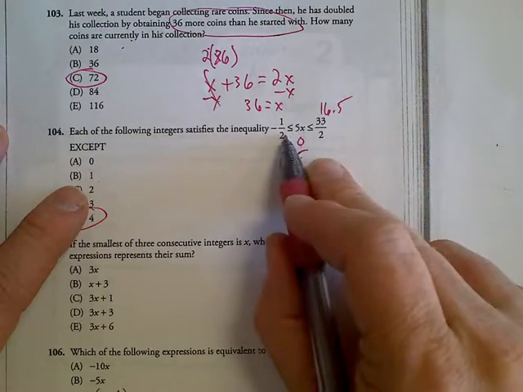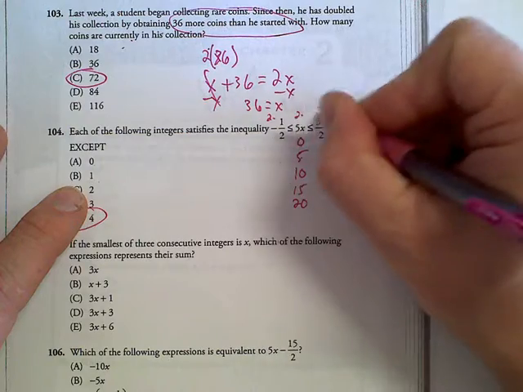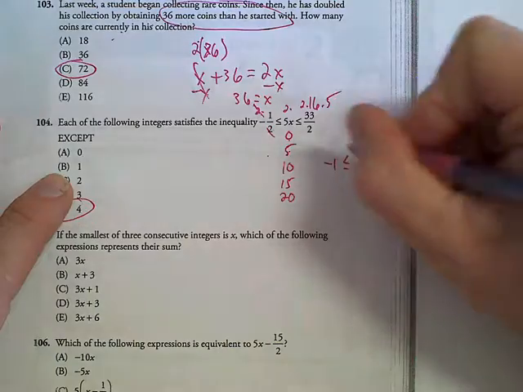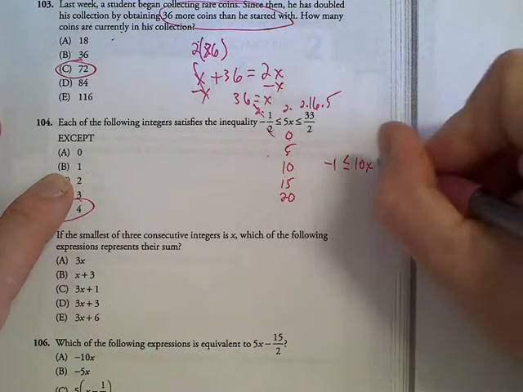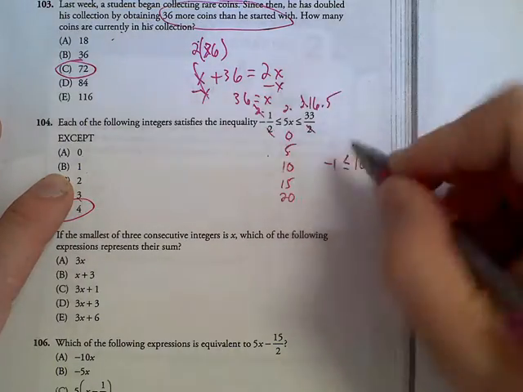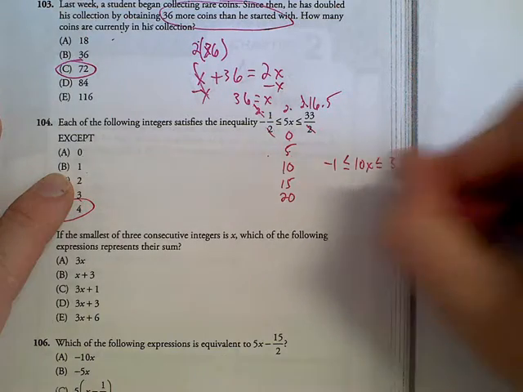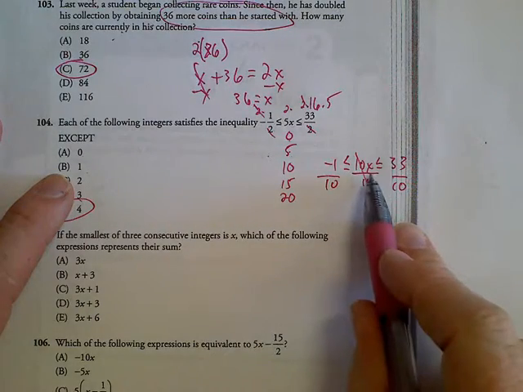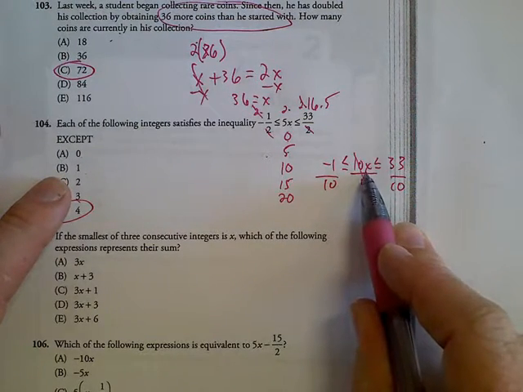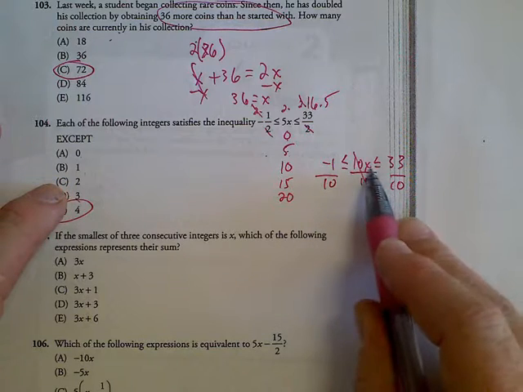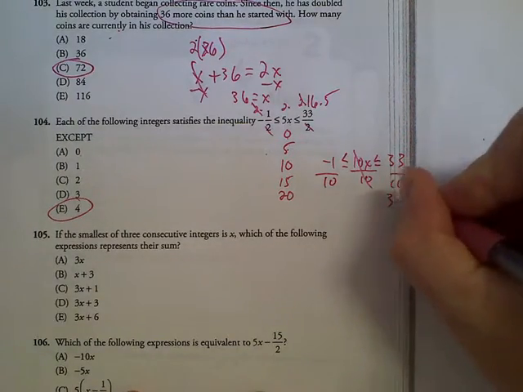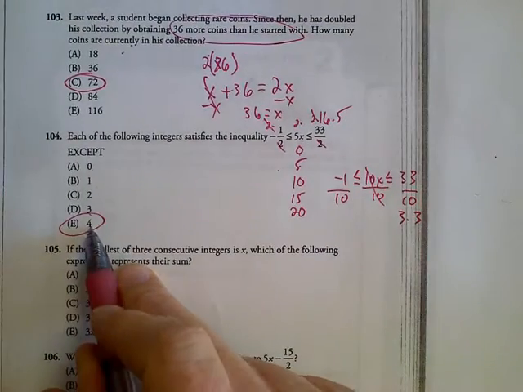Another way in which to solve this is I could, just like I taught you, multiply everything by my denominator. So this would give me negative 1 less than or equal to 10x, less than or equal to 33. Divide by 10, divide by 10, divide by 10, and we're still going to end up with this. x has to be greater than or equal to negative 1/10. x has to be less than 33 over 10. 33 divided by 10 gives me 3.3. So the only one that's not less than 3.3 is 4.